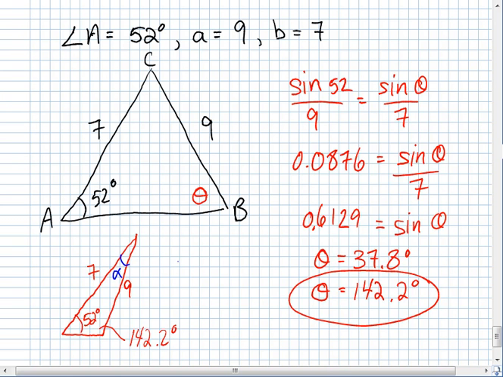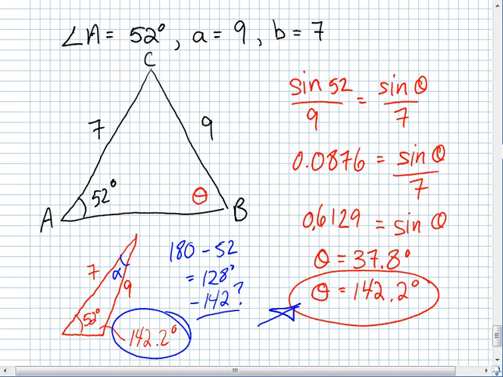Okay, so if you did that, you probably said, okay, well, 180 degrees minus 52 is 128, sorry, and then minus 142. What the heck? Okay, there's not enough angles to go around. It doesn't work. All right, so there's only 180 degrees in a triangle, and then we found that second angle with the right sine ratio, it's too big. So that triangle doesn't exist.